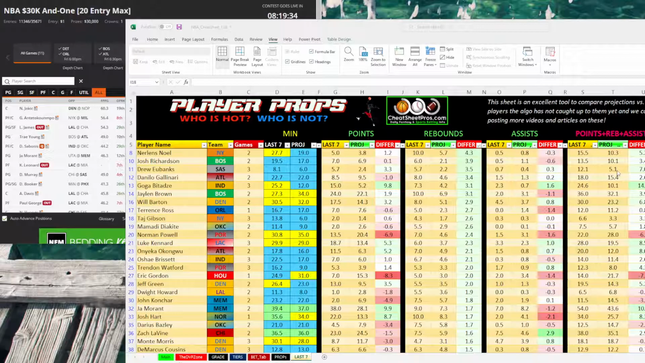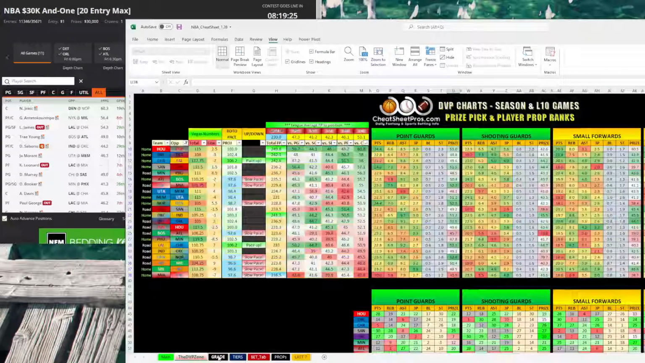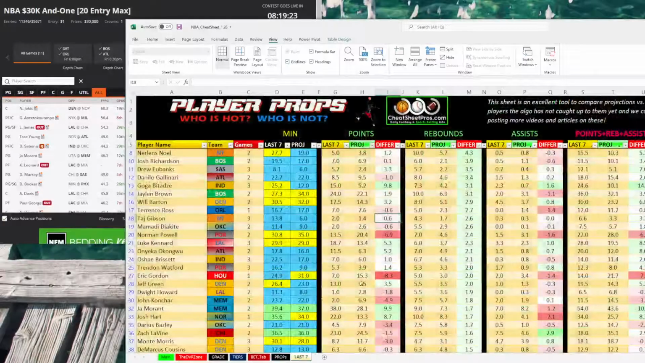So how do we speed that process up? What Cheat Sheet Pros has done, I have a tab here called Last 7. You can see we have lots of tabs, so you can spend as much time researching this as you like, but I'm going to show you the quick, easy way to find player props. This is what I do.